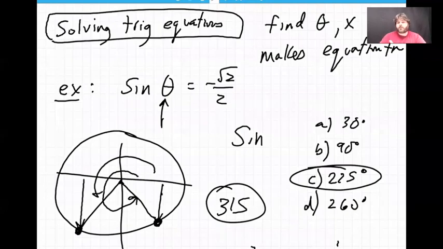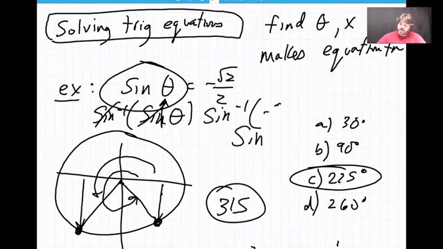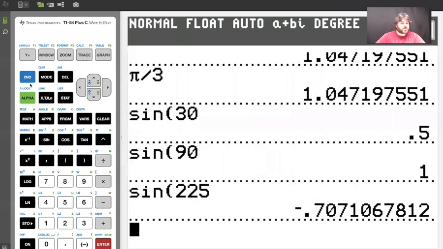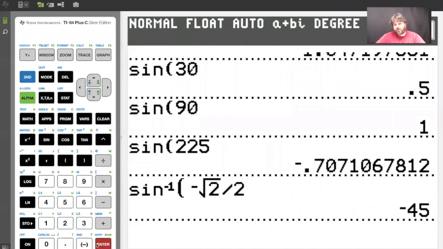Now, I could do sine inverse. I could take the sine inverse of both sides, because remember, sine inverse kills off sine. As long as I do the same thing to both sides, I should get it to work. So I do sine inverse of negative root 2 over 2, and it says negative 45 degrees.